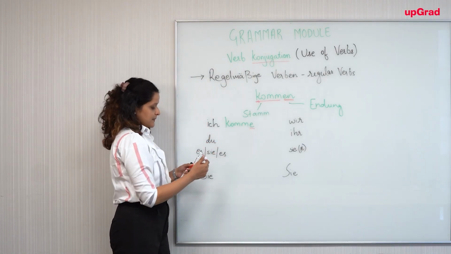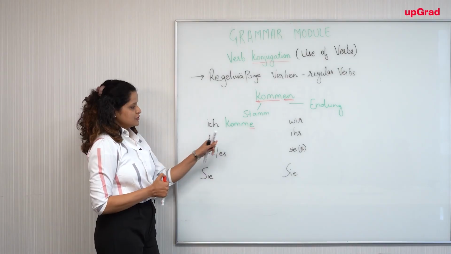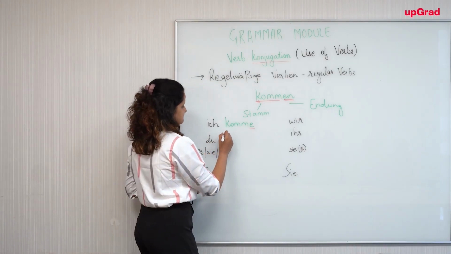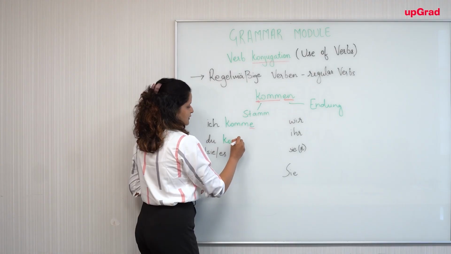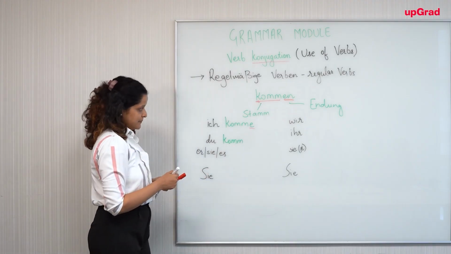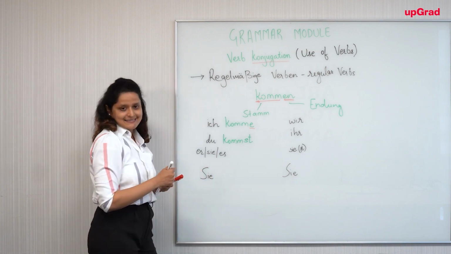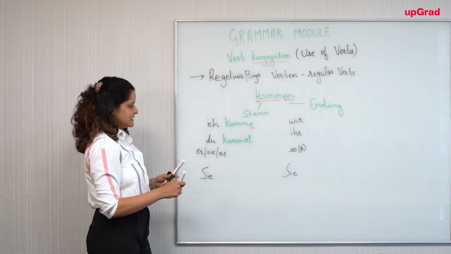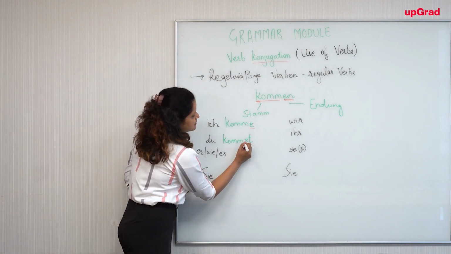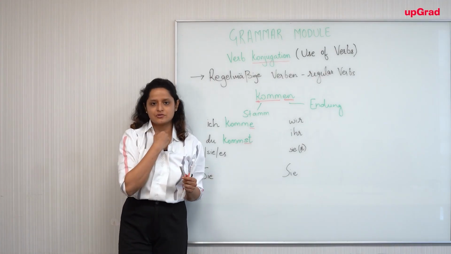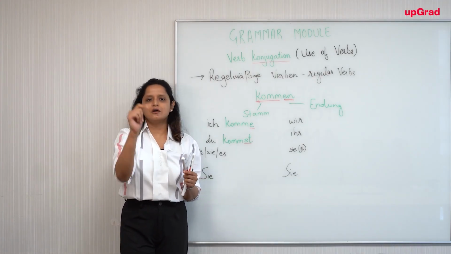e ending. Then we come to the conjugation of du, in the form of a regular verb. The stem remains the same. The ending that du has is st. So that is the st ending. The conjugation here becomes du kommst. So ich komme, du kommst.